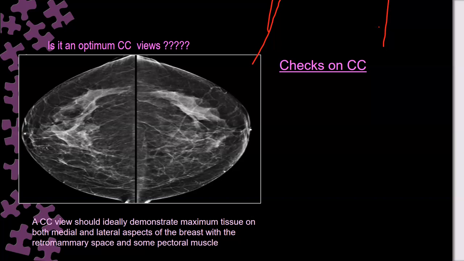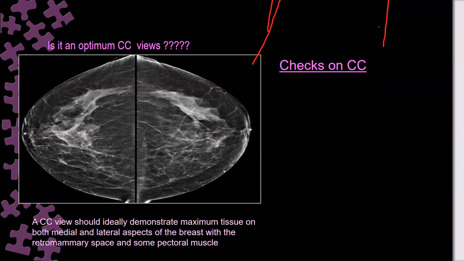What other criteria? Also, the posterior nipple line should divide the upper and lower or inner and outer breast equally. Excellent, well done. What does it mean? If I make a line, what does it mean? I can see both the medial part and lateral part of the breast. That's okay. You are right.